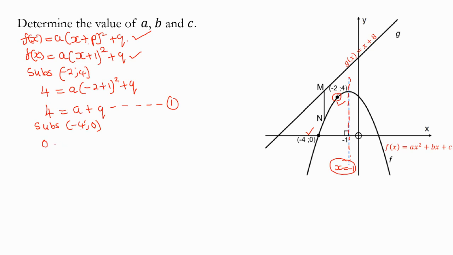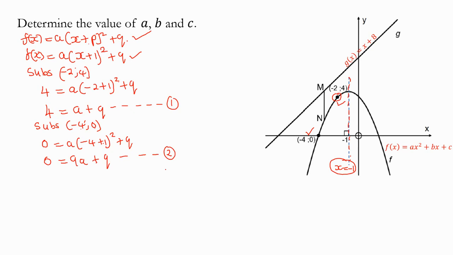0 is equal to a, and then negative 4 plus 1 squared plus q. See that? Okay. And then negative 4 plus 4 is negative 3. Negative 3 squared is 9. So this is going to be 0 is equal to 9a plus q. See that? We have our second equation.